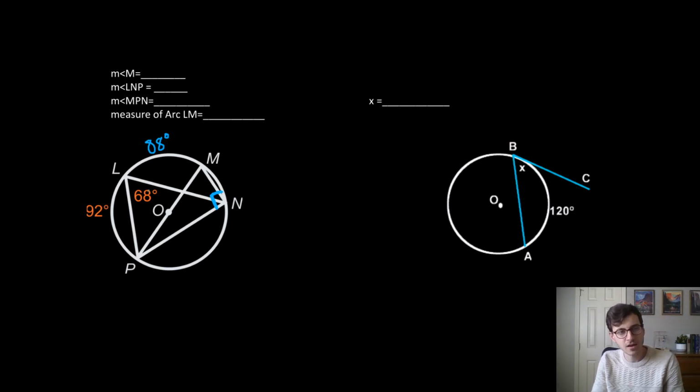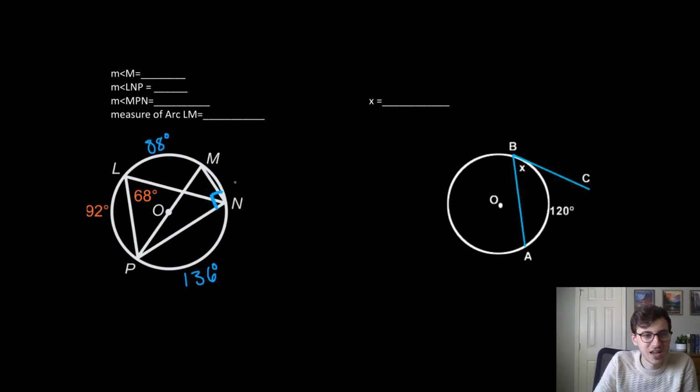Well, I know that this angle is 68 degrees, right? PLN is 68 degrees. Remember, the angle is half of the intercepted arc. So that means arc PN is twice angle PLN. So 68 degrees, twice of that is 136 degrees for this. And then, okay, great. Now, what else can I learn from this?